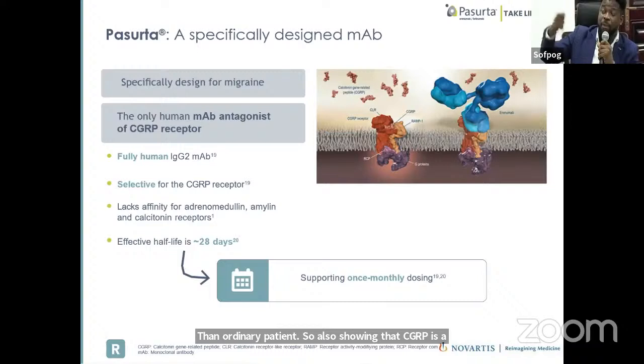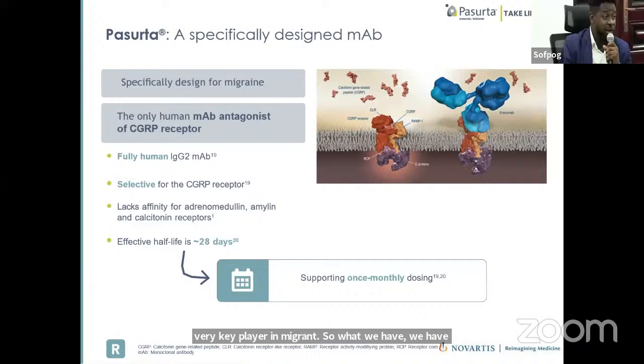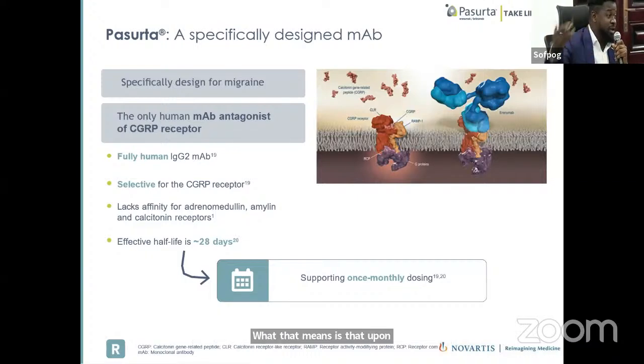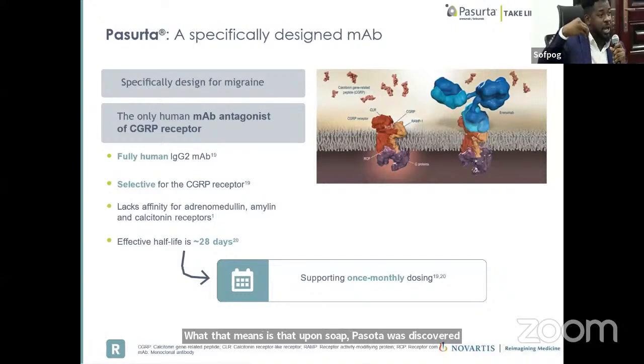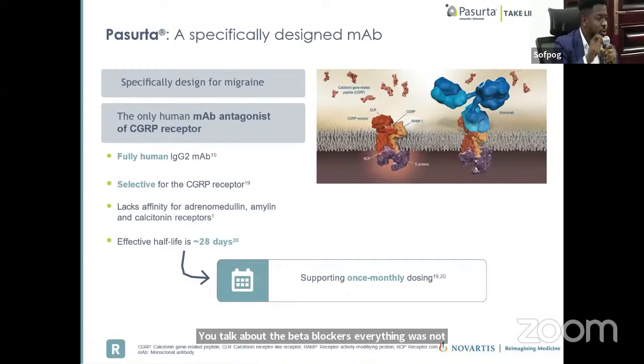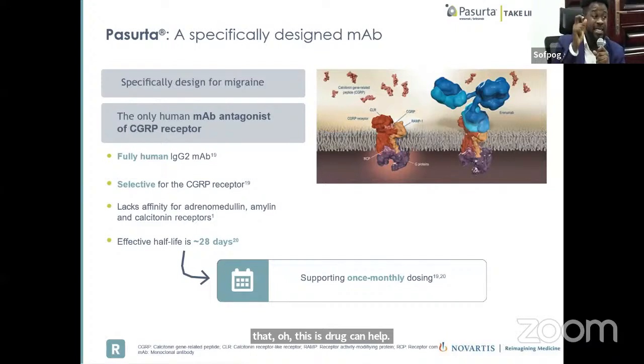So what do we have? We have Pasuta, which is erenumab. And Pasuta was specifically designed for migraine. What that means is that up until Pasuta was discovered, all the drugs that were used for migraine, you talk about the beta blockers, everything was not specifically designed for migraine. That's how come you will not be able to elicit that response that you want. I think as they were being used, then you will find out that, oh, this drug can help patients with migraine. But Pasuta was specifically designed for patients with migraine prevention.